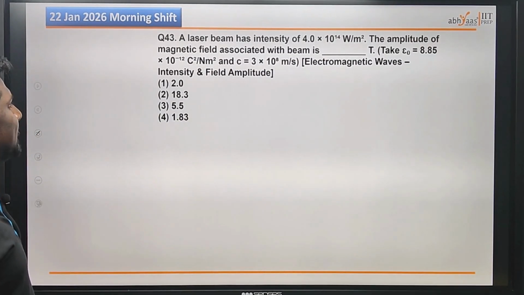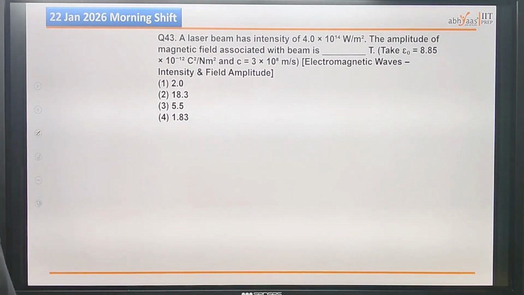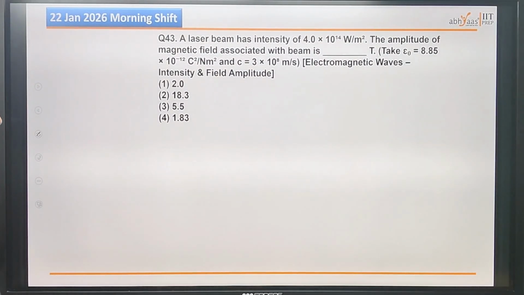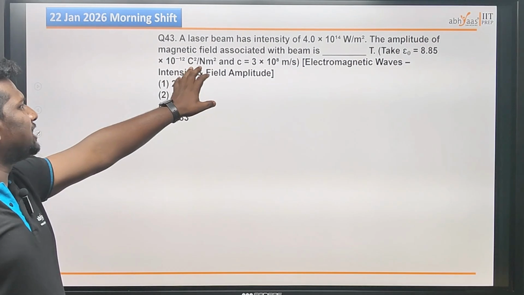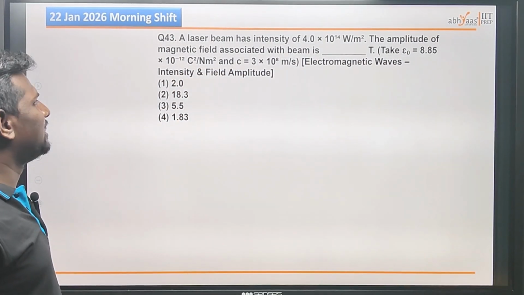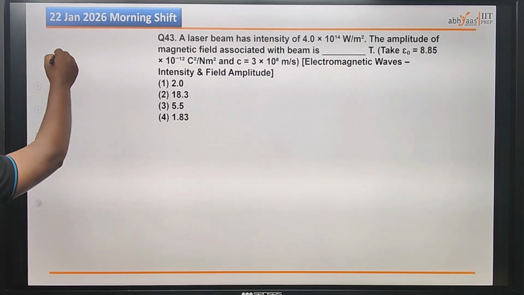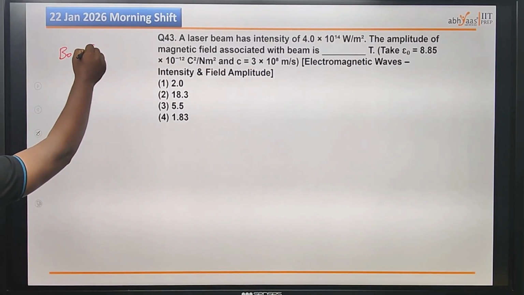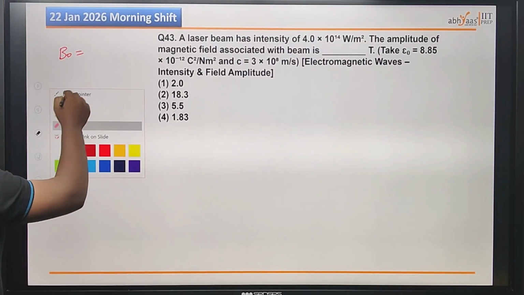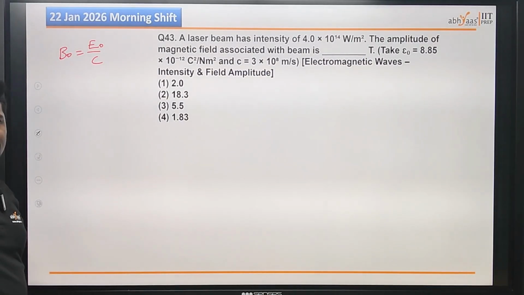So next question, see here. Okay, what is the question? Question number 43. A laser beam has the intensity. What they have given? Intensity. What they are asking? The amplitude of the magnetic field associated with the beam. So we know that the magnetic field amplitude B naught can be written as E naught by C. What is E naught? Amplitude of the electric field. What is C? C is nothing but the velocity of light.